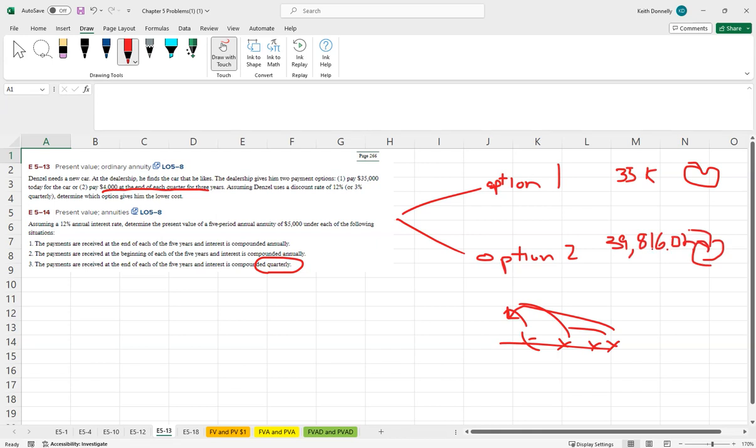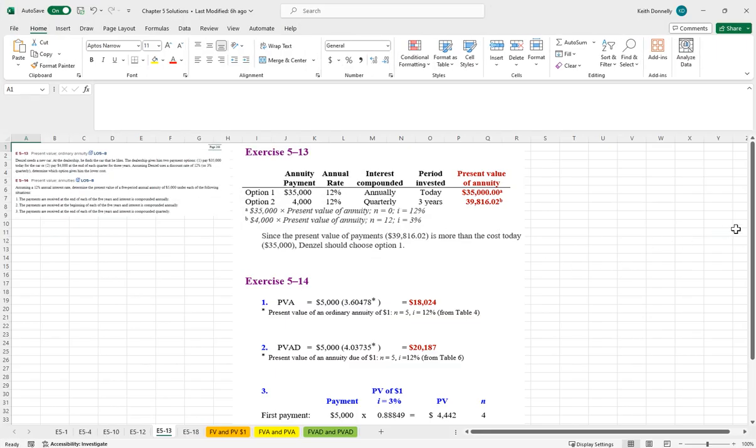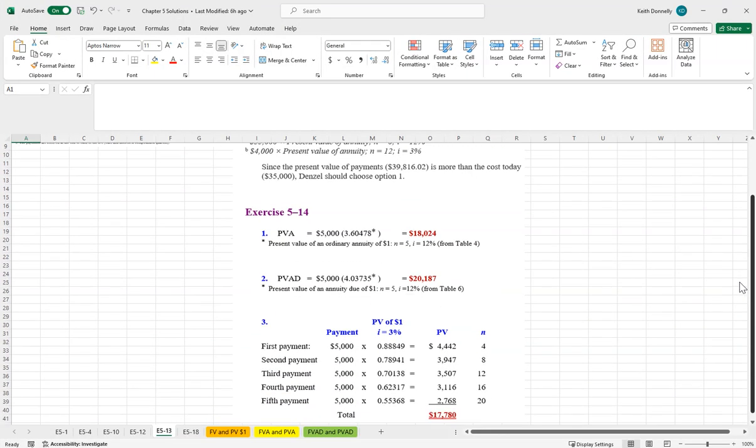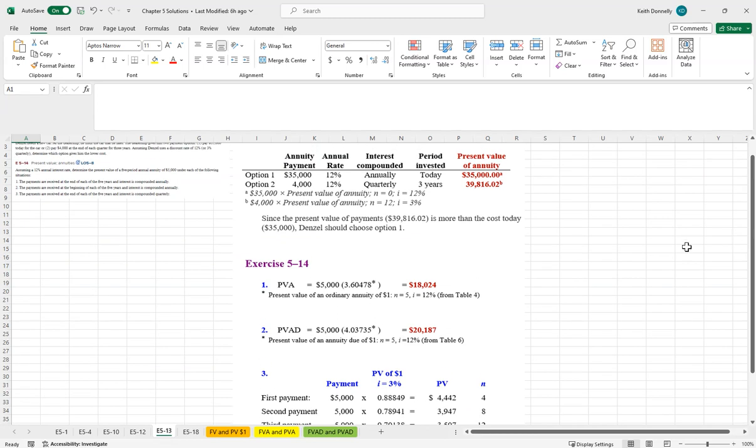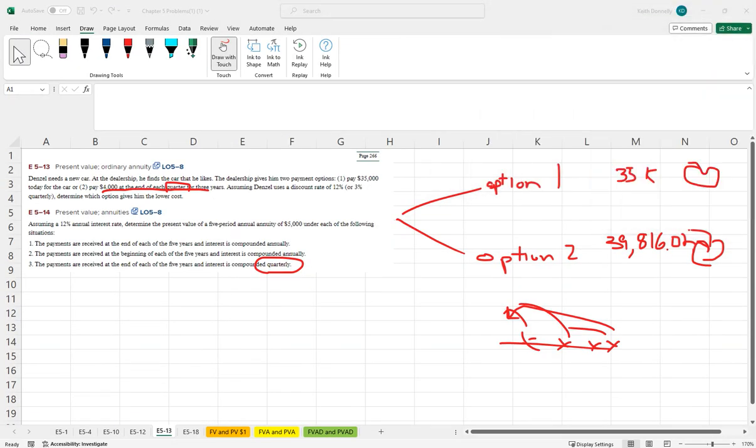So when you run the math on that, this would end up being option 2, something like 39,816.02. And it's quarterly, so that means you've got to convert the N and the I there on it. I'll just pull the solution over here for a second if you want to pause and look how that works. But like I said, I don't want to belabor this video, so if you want to pause and see that one, that's great.